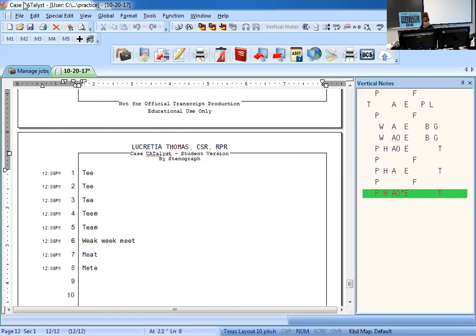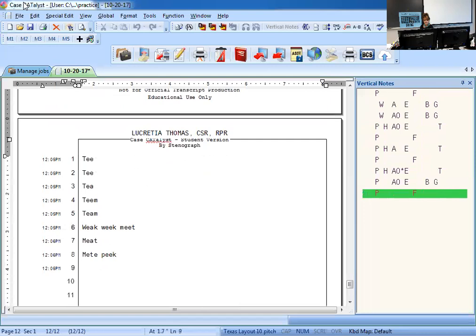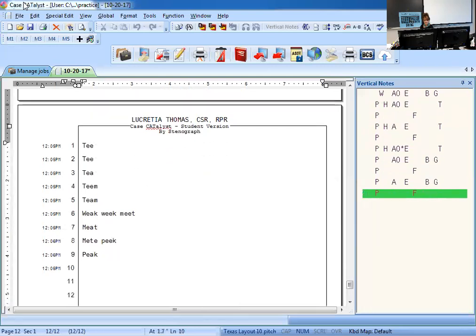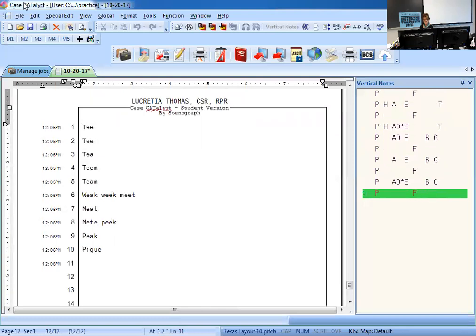Peak, don't peek, P-E long E-K. Peak, P-A-E-K. Pique my interest, P long E-K with an asterisk. Very important that you all know those.